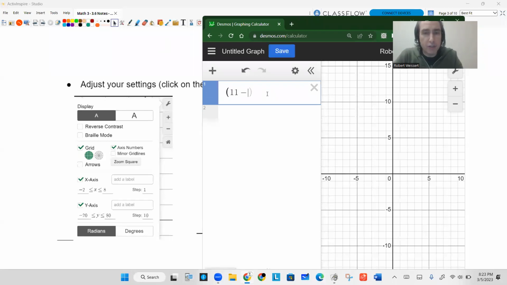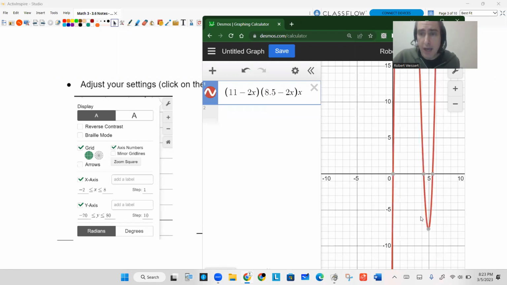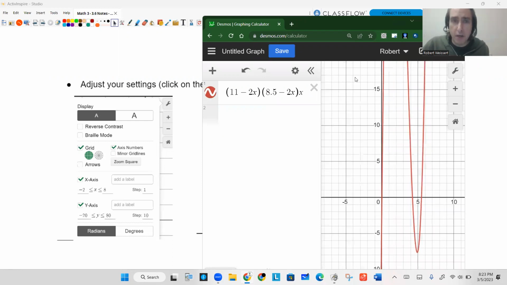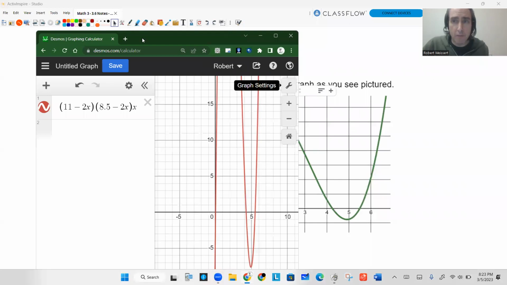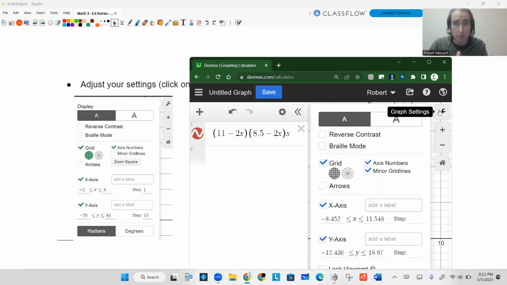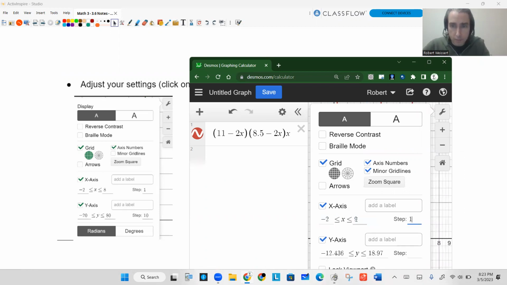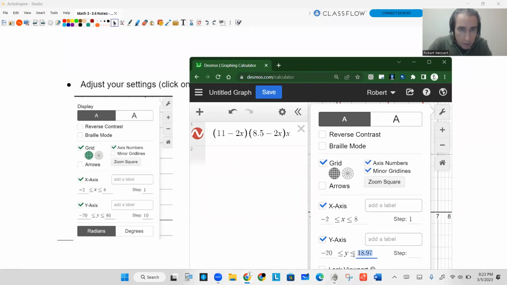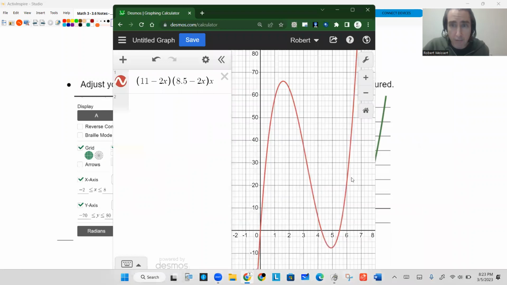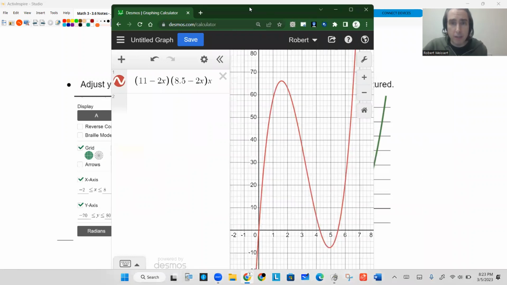It'll go in here like this: 11 minus 2x in parentheses, 8.5 minus 2x in parentheses, and x. And this is going to be a polynomial. It's going to look kind of funky here unless we change the settings. So I want you to go into the wrench settings right there, and we're going to try to mimic what I have over here. If you could type this in with me, you can do the exact same thing I'm doing. We're going to make the x-axis go from -2 to 8, stepping by 1. And we're going to make the y-axis go from -20 to 80, stepping by 10. If I did this correctly, I should get a graph that looks kind of like what I got over here. It might not be perfect, but it's a good representation.